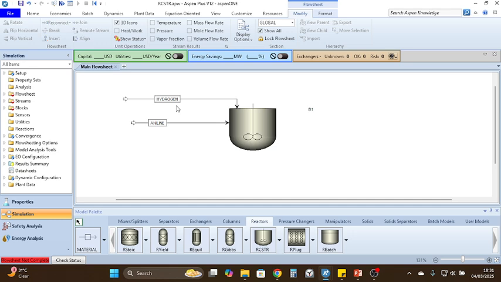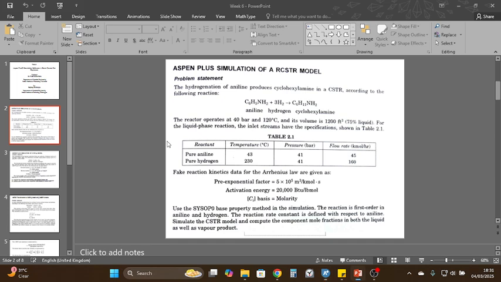Sir, can you please repeat the method which we are using in this problem? Over here the method is mentioned, SYSOP0. It is an ideal Raoult's law method. Okay, sir. Thank you, sir.